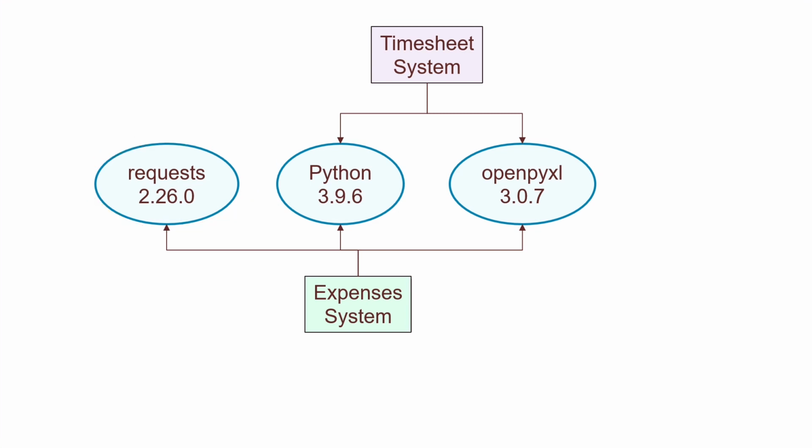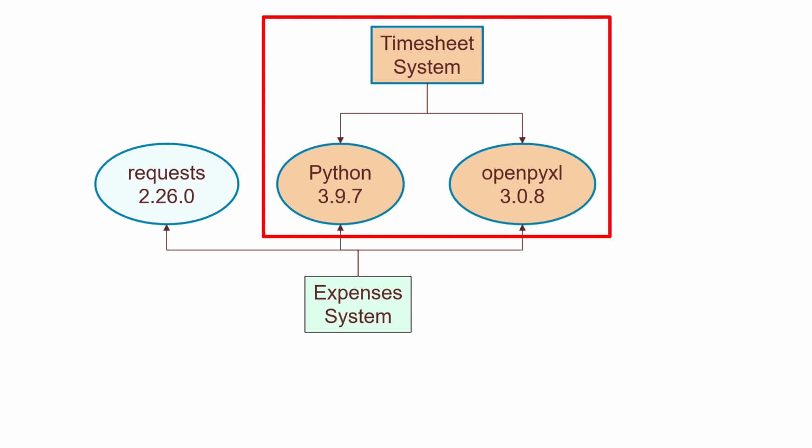Then your contractor decides that they want to upgrade the modules they're using and the Python interpreter, and they move on to Python 3.9.7 and OpenPyXL 3.0.8. At this point, as the author of the expenses system, you're faced with a nightmare. Do you exhaustively test your system to check that it works with a new upgraded version of the Python modules? Or do you tell your timesheet system authors that they can't do this and they have to downgrade their versions again? The answer to this nightmare is to create virtual environments.